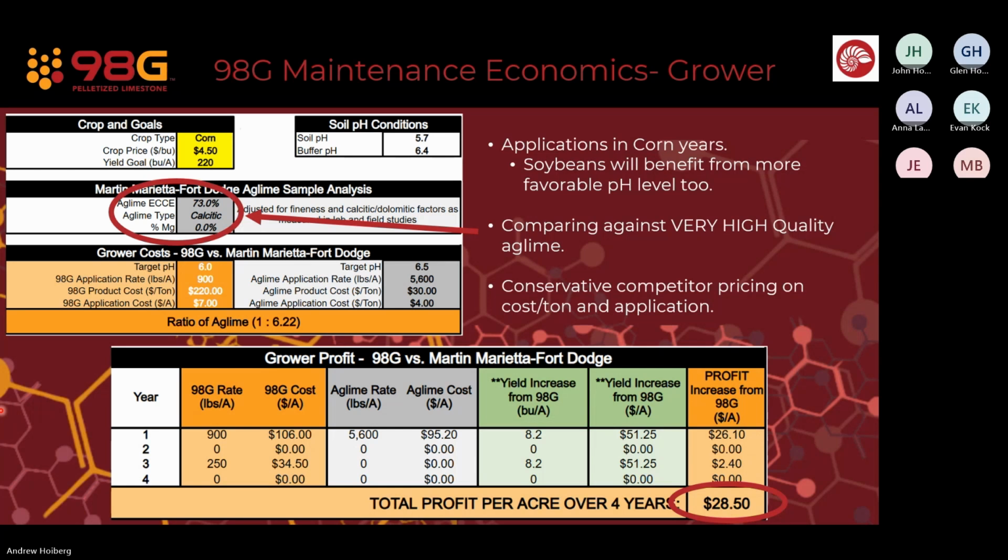I think it's important too to mention that these yield increase benefits that we're talking about here are considered additive. So it doesn't say that if you're using ag lime you'll get zero benefit out of it. These additional yield increases that we're seeing here would be above and beyond what you get from ag lime. So we kind of tear the scale or zero the scale between the two products. And what we're showing here are additive benefits for 98G over ag lime, just so that's clear to everybody.